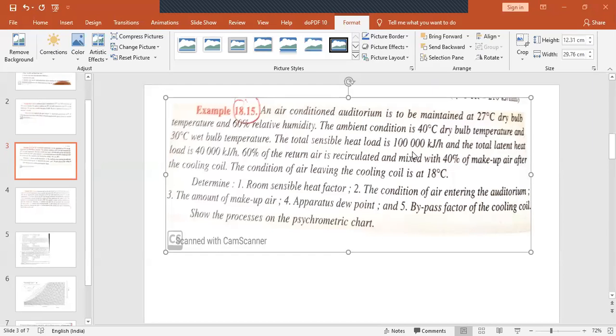Today we will do another numerical which is based on summer air conditioning. For the given input, we want to design an air conditioning system for an auditorium hall. Okay, let's start. First of all, you write down this numerical.